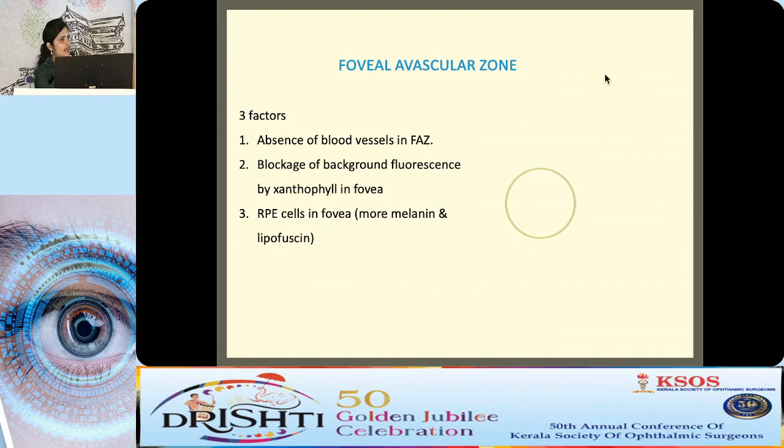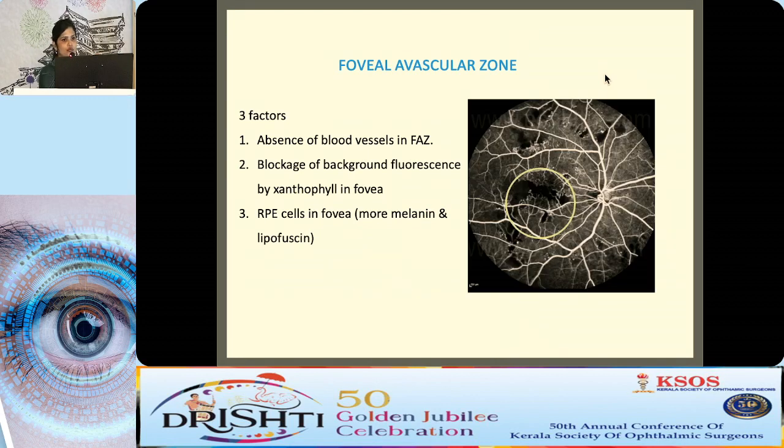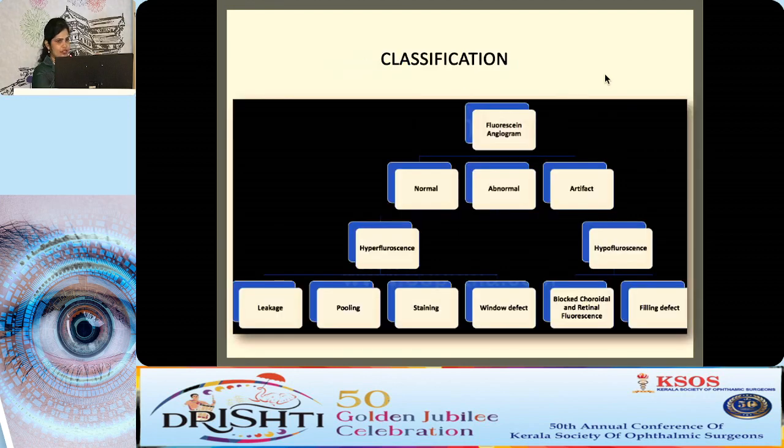In the phases of the fluorescein angiography, first we will see the foveal avascular zone, where in the foveal area there is hypofluorescence. Dye is not seen in that area. The reasons are absence of blood vessels in the foveal avascular zone and blockage of background fluorescence by xanthophylls and RPE cells in the fovea. This is the case of macular ischemia, where there is distortion and enlargement of the FAZ.